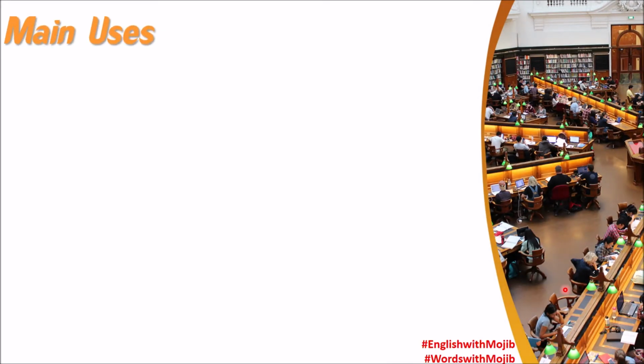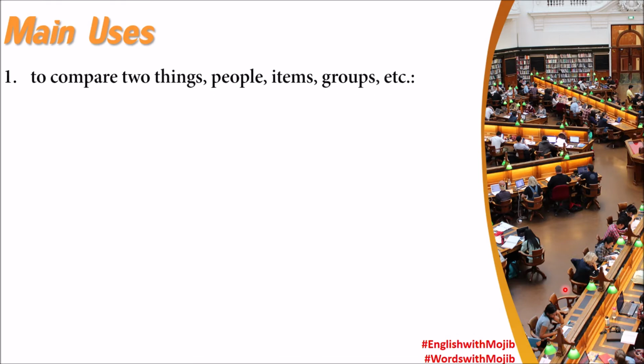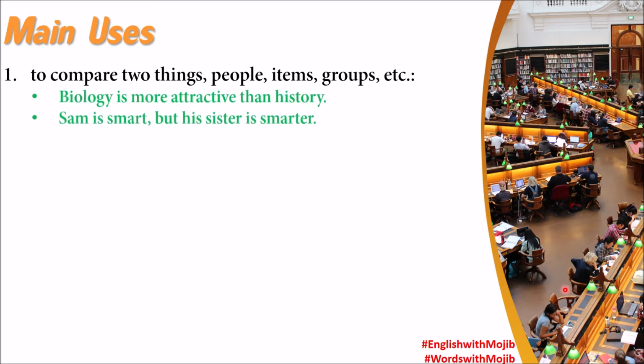Main uses. When and where can we use these forms of adjectives? Number 1, to compare two things, people, items, groups, etc. For example, biology is more attractive than history. Attractive means it attracts you. It's interesting in your idea. Biology is more attractive than history. We are comparing two school subjects.